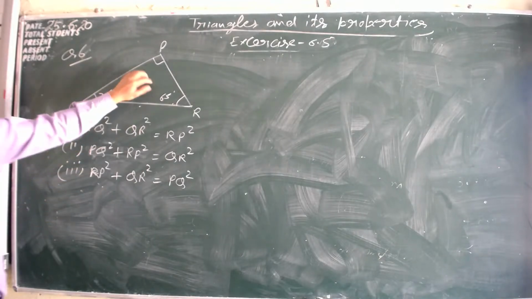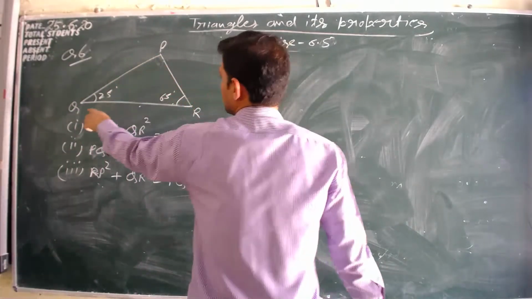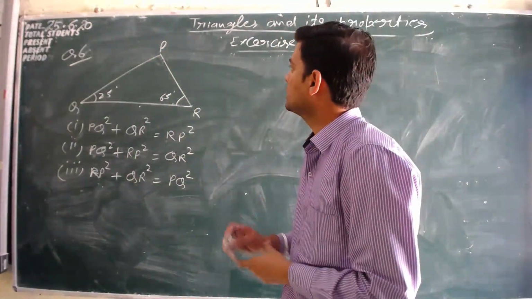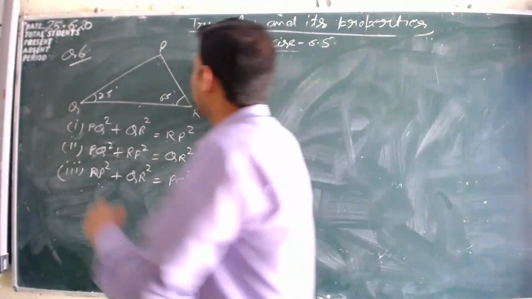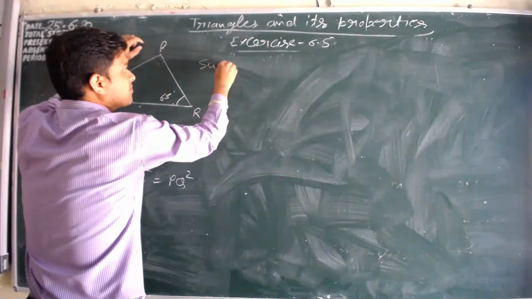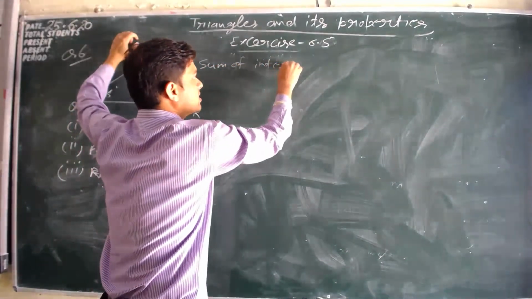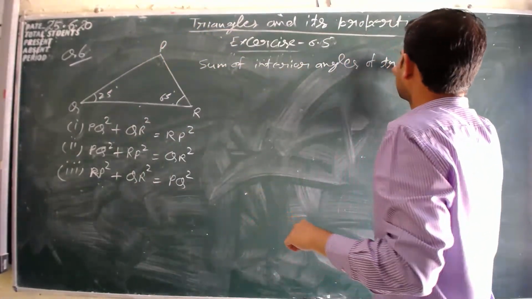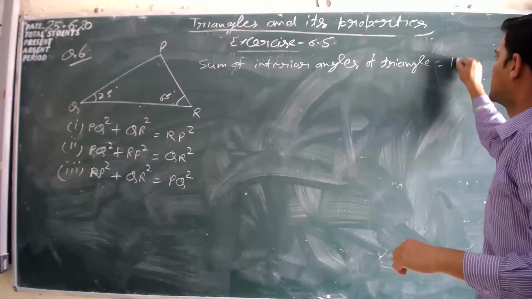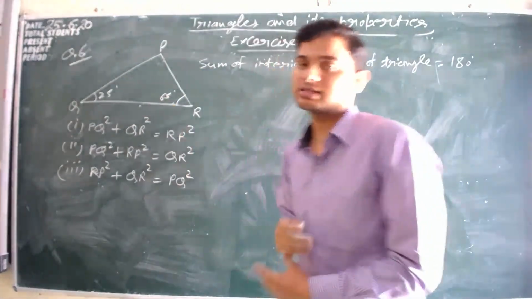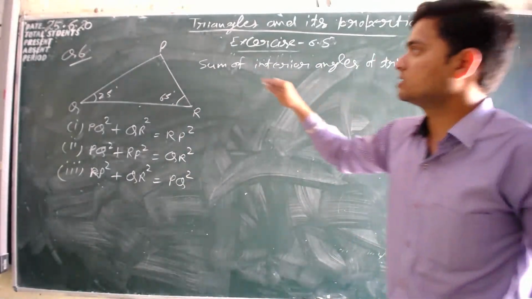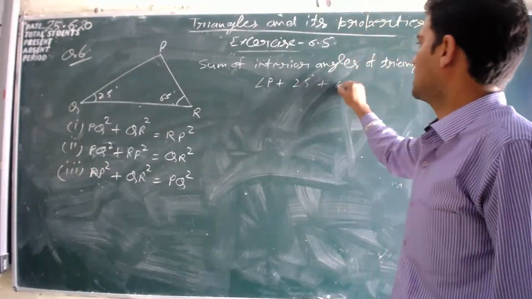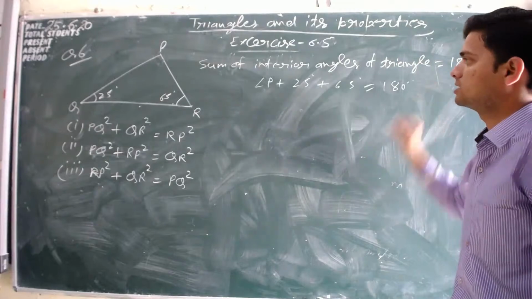ओके, पहले इस ट्रायंगल को ध्यान से देखिए। इस ट्रायंगल में हमारे पास दो मेजरमेंट्स हैं, Q and R. Angle P we have to calculate. Now we know that the sum of interior angles of a triangle is equals to कितना होता है 180 डिग्री। आपको पता है इन एंगल्स का सम कितना होता है 180 डिग्री। ओके, तो एंगल P प्लस एंगल Q 25 प्लस एंगल R 65 is equal to 180 डिग्री। क्लियर?